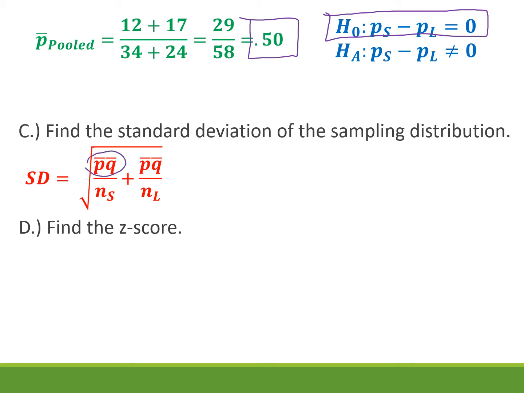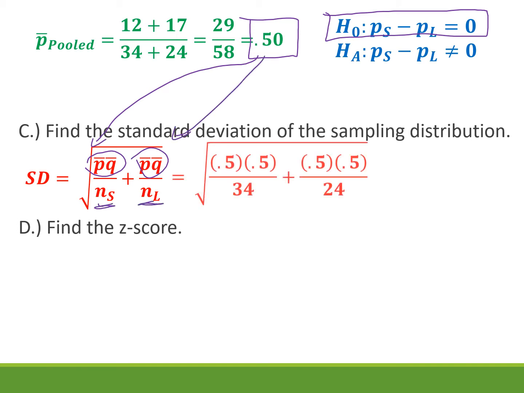We use that pooled p-hat in both of these fractions, and we put it over top of each of their sample sizes. So it looks like this, 0.5 times 0.5 over 34. That was the small nursing home sample size. And then same thing with 0.5 and 0.5 for the large nursing home. Okay, we get a standard deviation of 0.1333. We want to find a z-score for this.